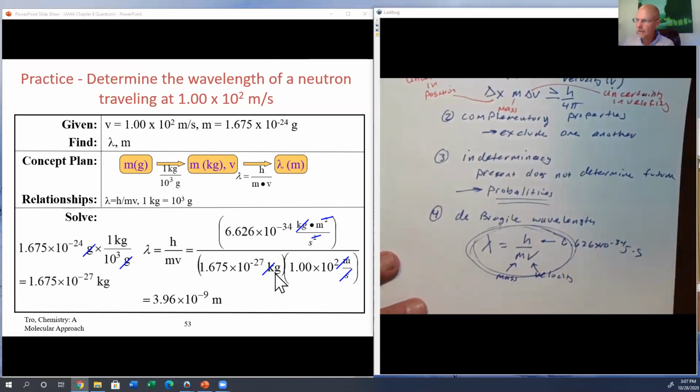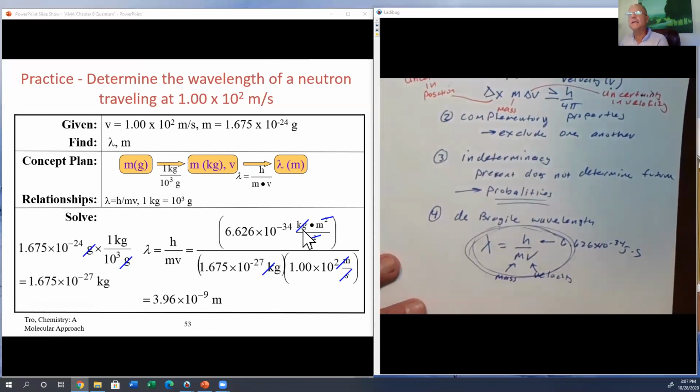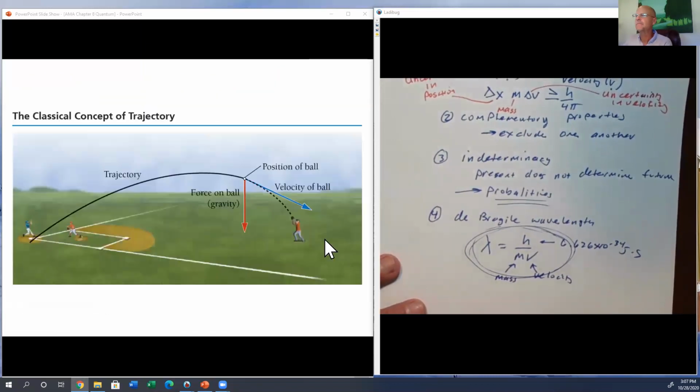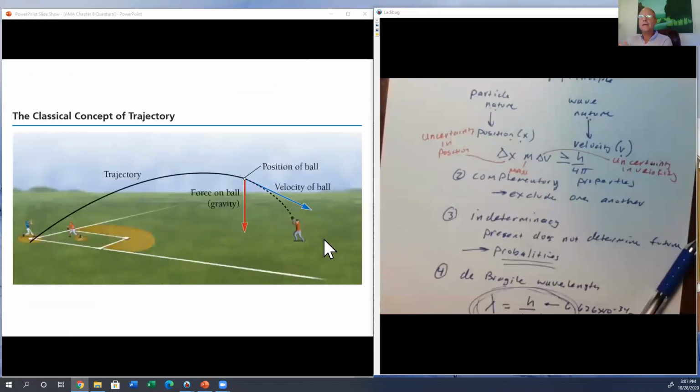The mass has to be in kilograms, that's correct, all right? Because a joule has within it the unit of mass times velocity squared, all right? So what does that mean?